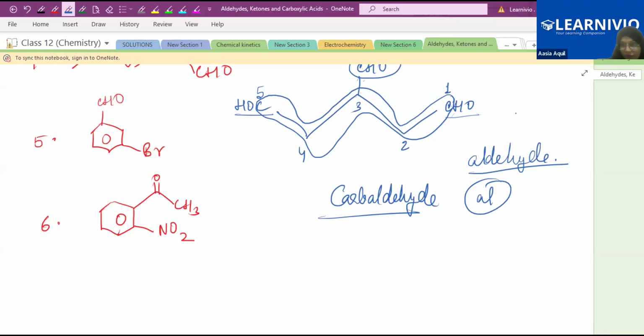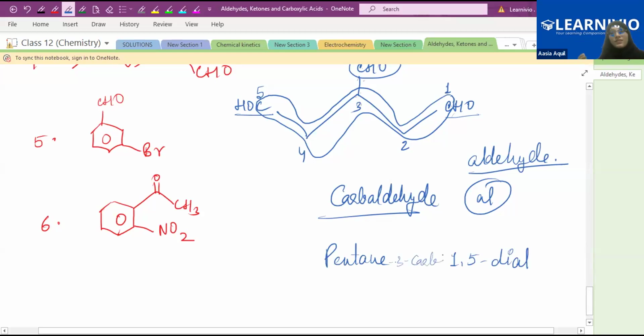So how can you write the name? You number 1, 2, 3, 4, 5. If you write it like this, it will be pentane. And there is a CHO group on the first position and on the fifth position, so for that you will write 1,5-dial. And for the third position you will write 3-carbaldehyde. So pentane-3-carbaldehyde. This is not suitable. This is not in the rule. There are some rules and regulations for naming, for nomenclature.